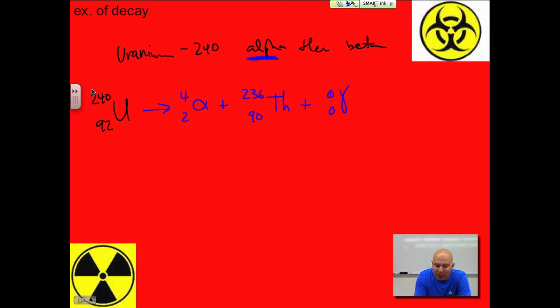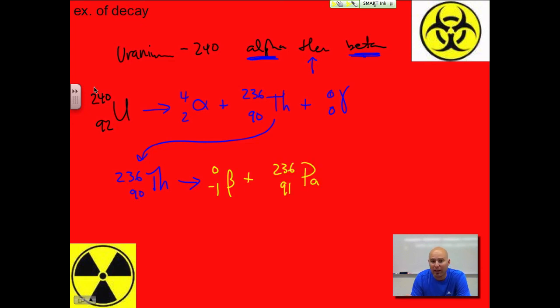So it went through the alpha, then it's going through a beta. Well, I can just bring this right on down, 236, 90. And then it breaks down. Well, let me grab a different color just for impact. Beta, 0, minus 1, beta symbol, 236, 91. I look up 91, it's Pa. And don't forget your gamma. So there's alpha and beta decay.